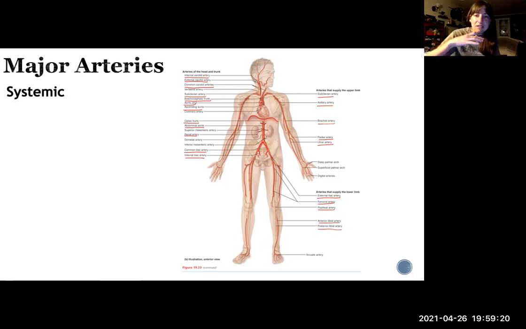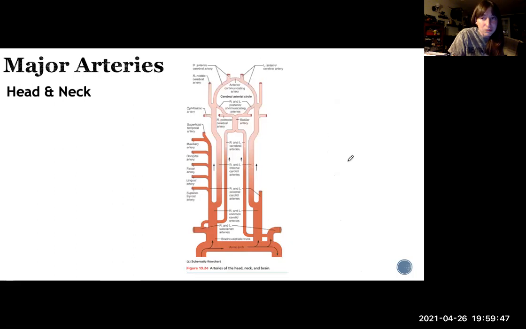So each of these structures is named for its location, the structures that it serves, the structures that it's bringing blood to, or the bones that it is traveling along with. Okay, so a lot of these words you have heard before, and you could probably deduce the name of the artery based on where it is in the body if you had to on an exam. I don't recommend it. I'd rather you actually learn it, but you can kind of sort it out on your own.